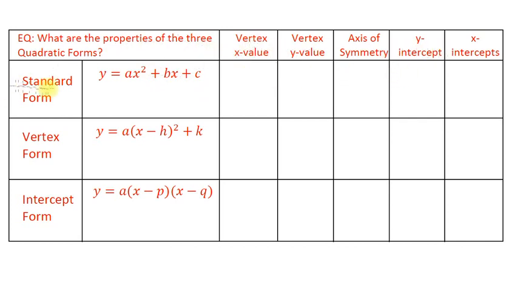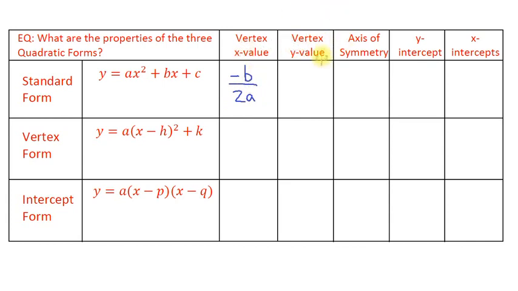The first thing we know here is when we have a quadratic in standard form, the x value of the vertex is going to be found with this expression, negative b over 2a. So what you'd do here is you'd find the b value, switch the sign, put it on top, and then take 2 and multiply it times the a value. If you figure out what this fraction is equal to, that's going to be the x value of the vertex.